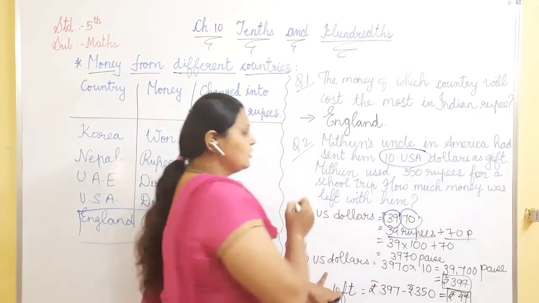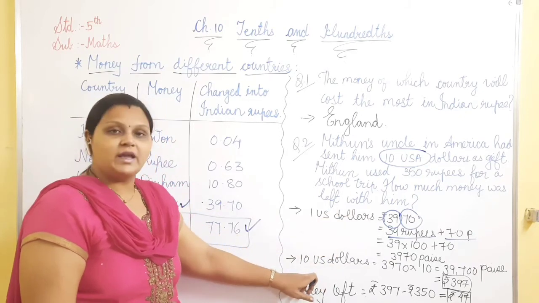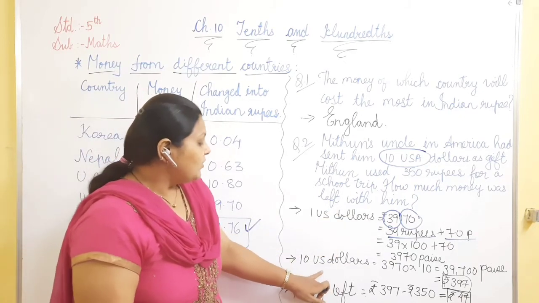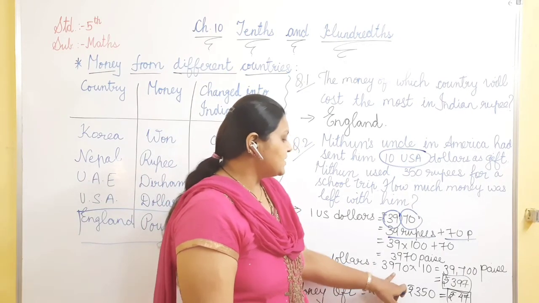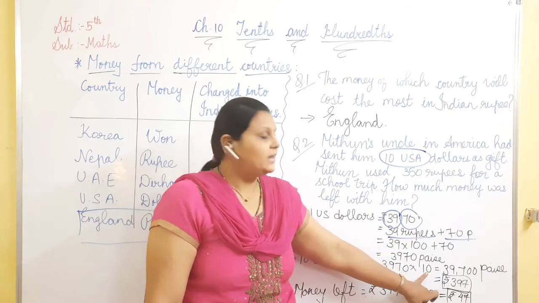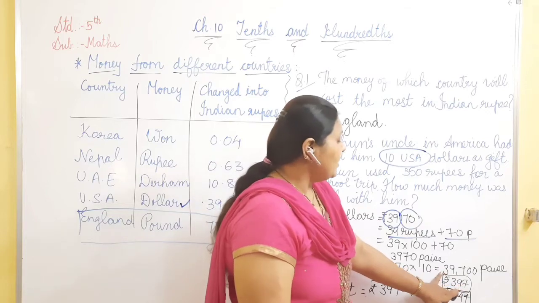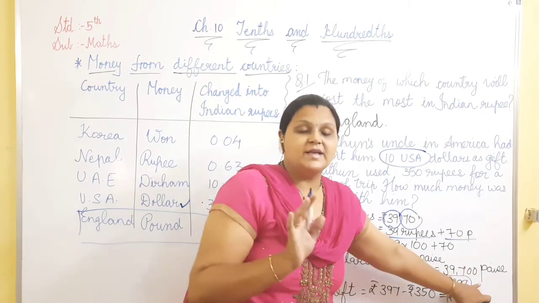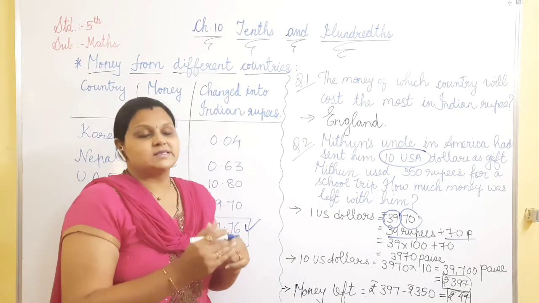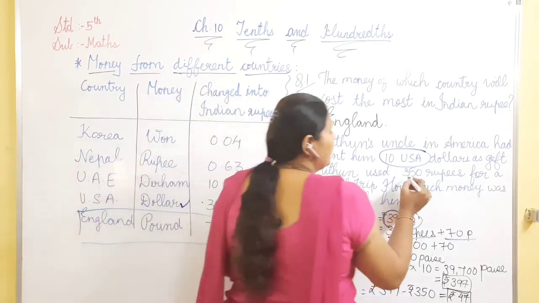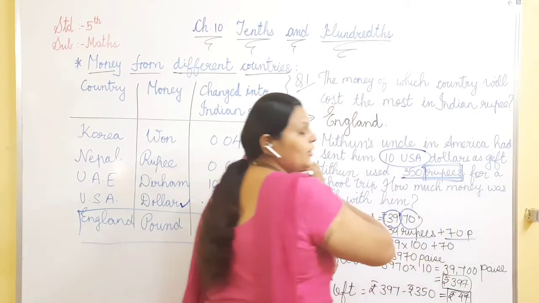Now 10 US dollars is given as a gift. It is given in the question. First we have to find 1 US dollar. Now for 10 US dollars, 3,970 multiplied by 10. So if we multiply, we will get 39,700 paise. Now this paise again we have to convert into rupees because here he has used rupees. So answer should be in rupees.